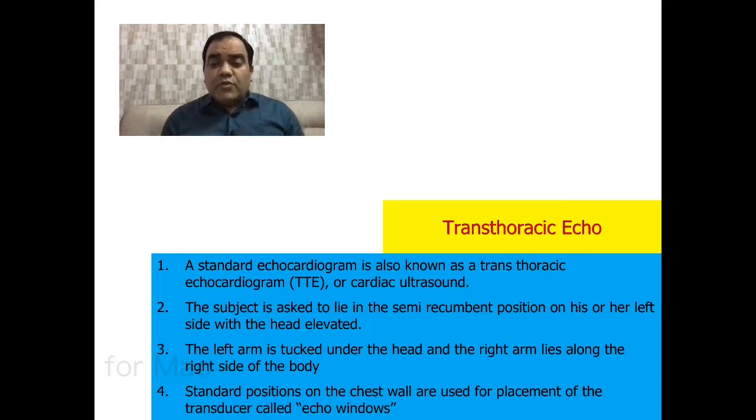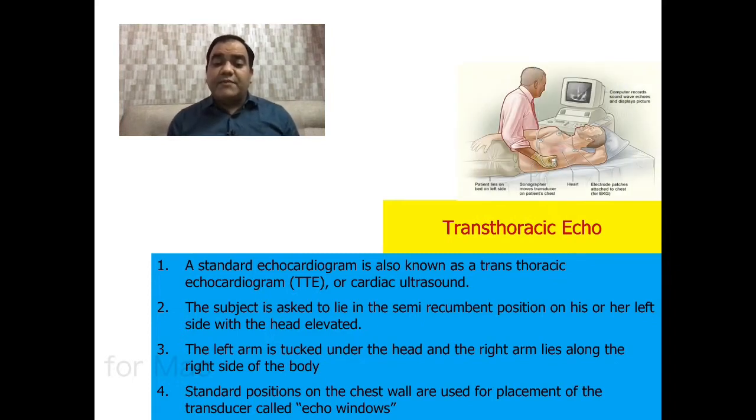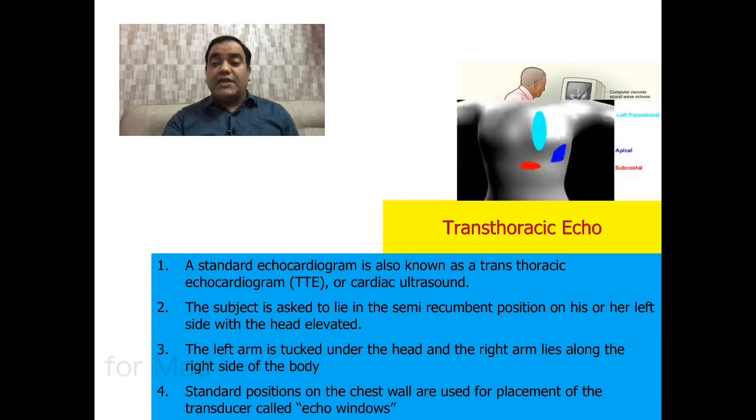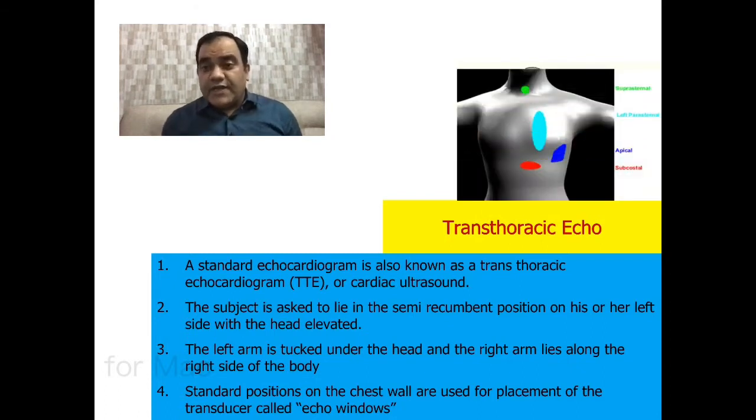So come on to the most commonly used transthoracic echo. A standard echocardiogram is also known as transthoracic echocardiogram or cardiac ultrasound. The subject is asked to lie in the semi-recumbent position on his or her left side with the head elevated. The left arm is tucked under the head and the right arm lies along the right side of the body. The standard positions on the chest wall used for placement of the transducer are called echo windows. These are basically four: the left parasternal window, then apical window, suprasternal window, and the subcostal window.